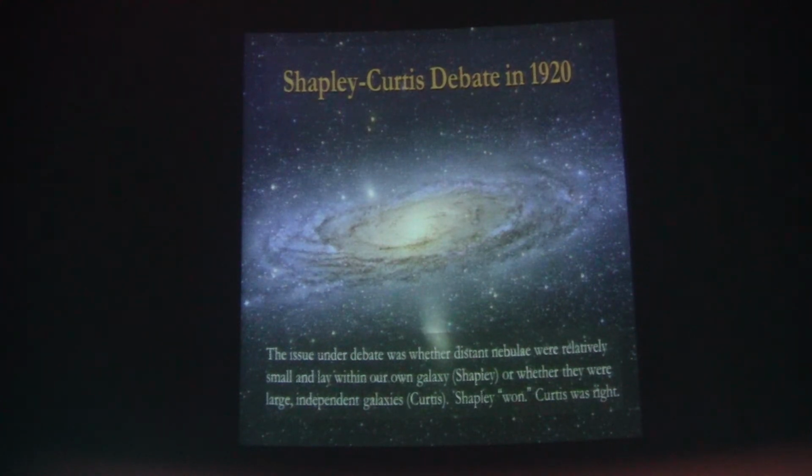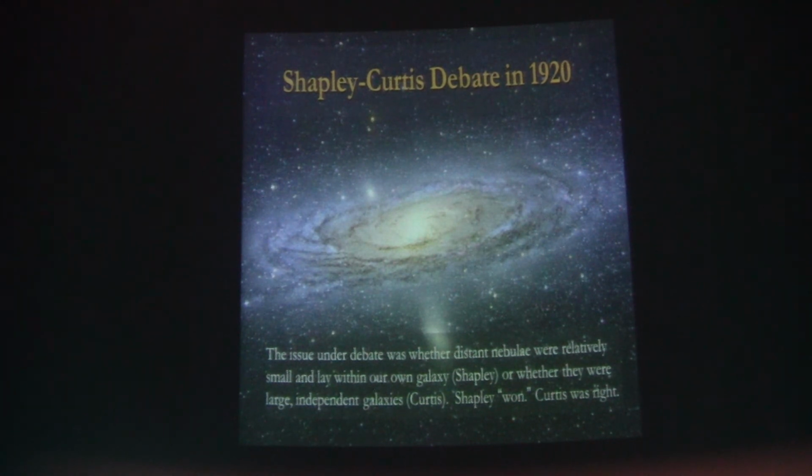There was quite a famous debate, I believe in 1920. Shapley was saying the Milky Way is the universe. Another astronomer, Curtis, was saying, well, there are these things we call nebulae. For example, the Andromeda Nebula, now an object called M31. There are other nebulae. They look kind of like spiral objects. We don't know what they are, but he said they are just like the Milky Way.